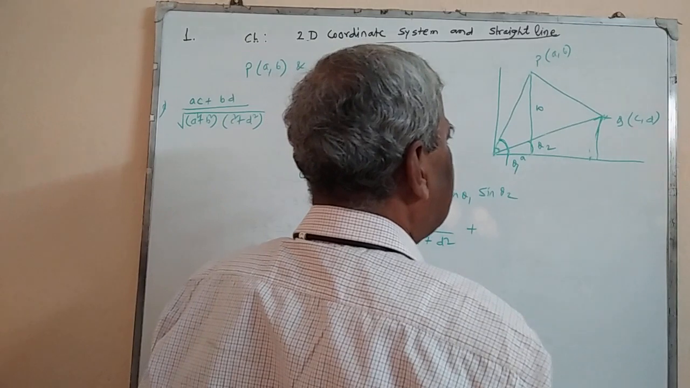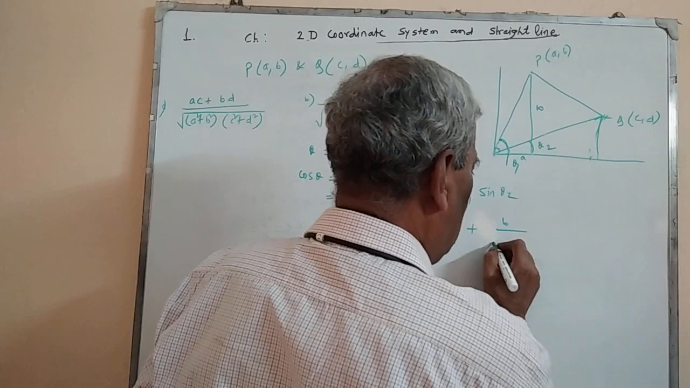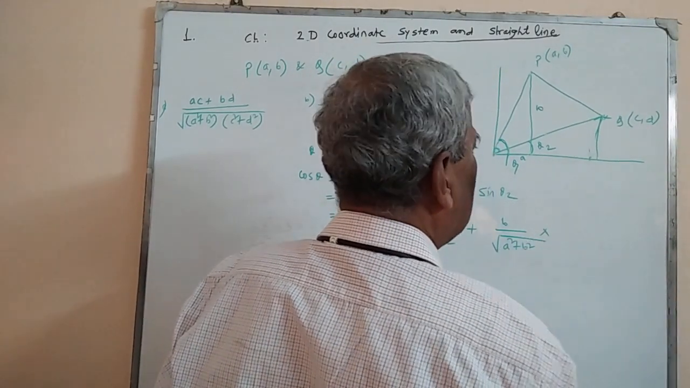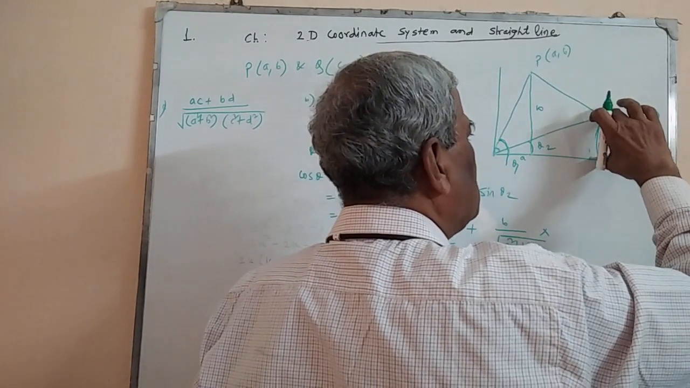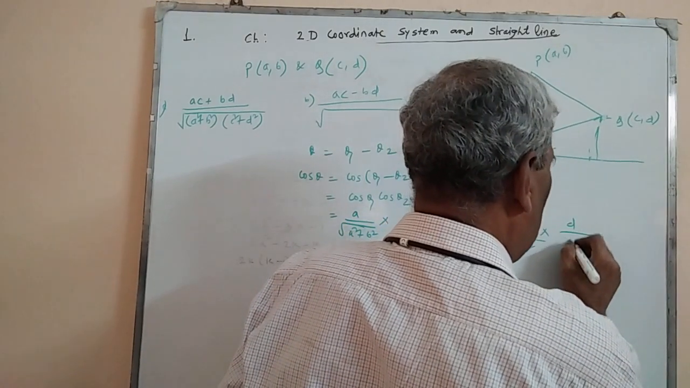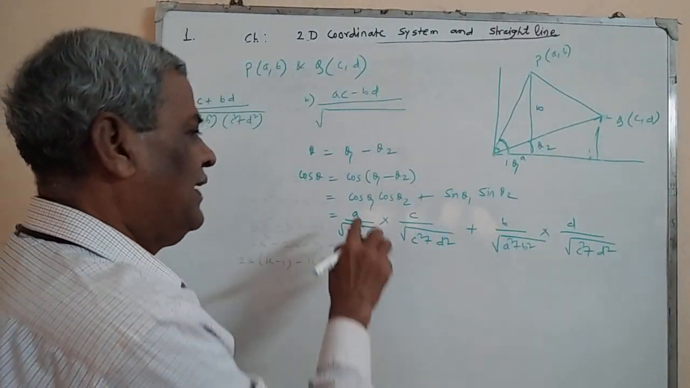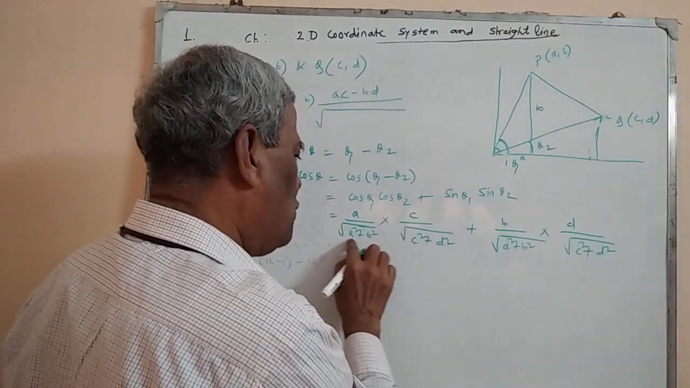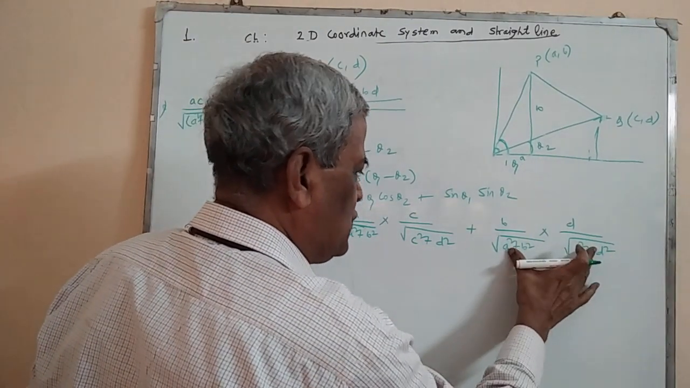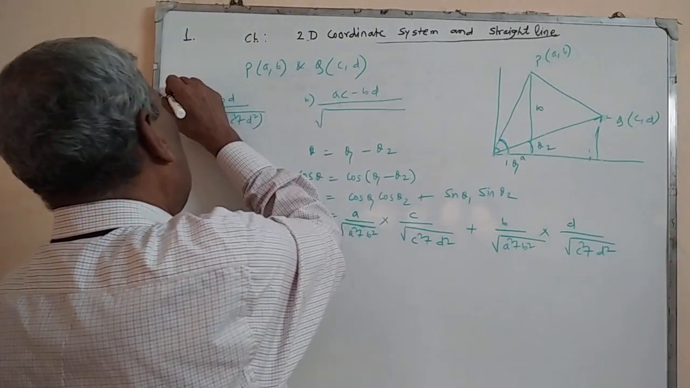From this triangle, sin theta 1 is B by OP, so B by root over (A square plus B square), into sin theta 2. Sin theta 2 is D divided by root over (C square plus D square). Actually, the answer is then (AC plus BD) by root over (A square plus B square) into (C square plus D square), because the denominators are common. So AC plus BD by that, so the option is that.